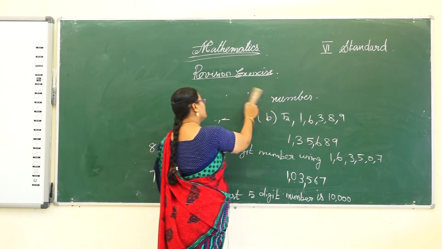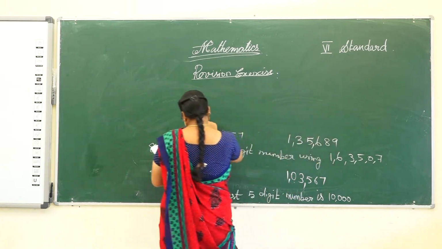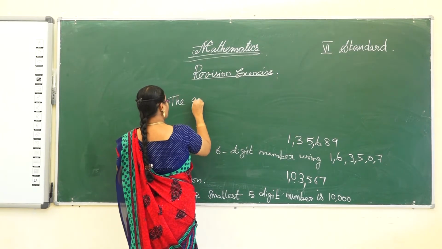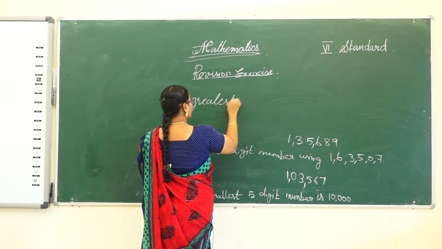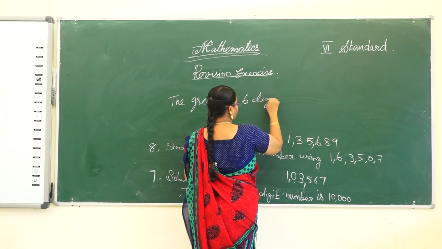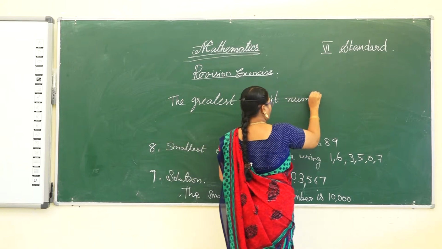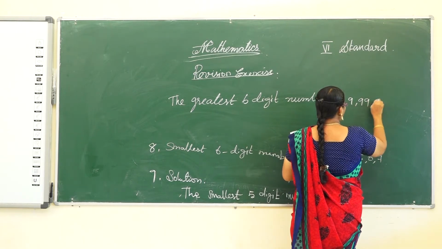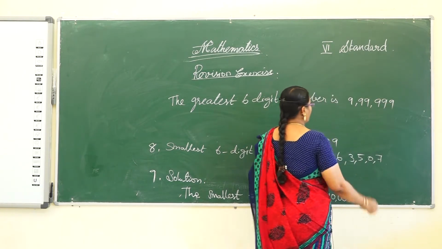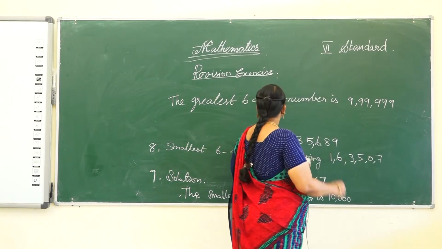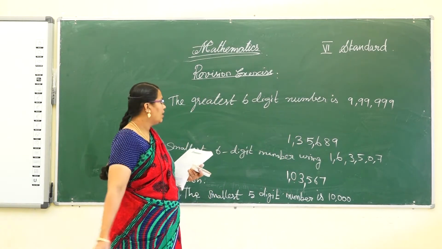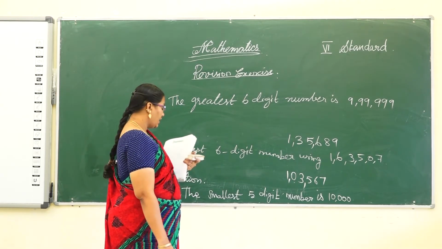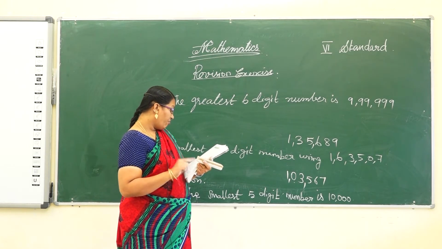And next, the greatest 6-digit number. The greatest 6-digit number is 9 lakh 99,999, that is 9,99,999. 6 digits are there. Okay. So the greatest or largest 6-digit number is 9,99,999.